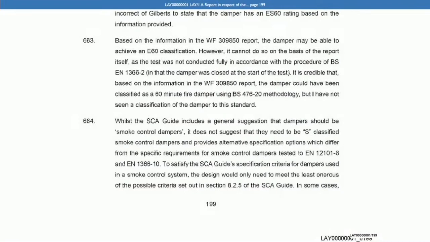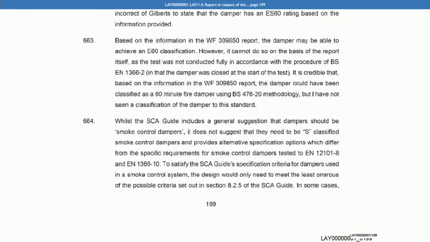Let's look at your report again now, LAY 701 at page 199, and I want to look at paragraph 664 first. You're talking here about the SCA guide at the time, and this was the SCA Guide 2012. You say, whilst the SCA Guide includes a general suggestion that dampers should be smoke control dampers, it does not suggest that they need to be S-classified smoke control dampers and provides alternative specification options which differ from the specific requirements for smoke control dampers tested to EN 12101 Part 8 and EN 1366 Part 10.